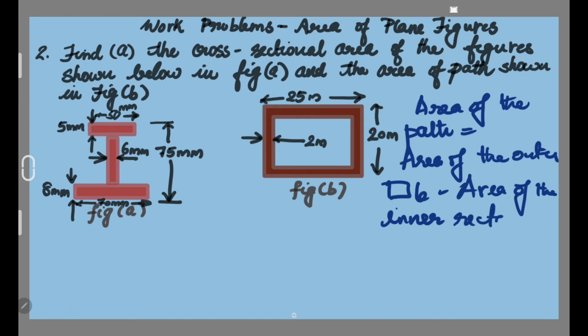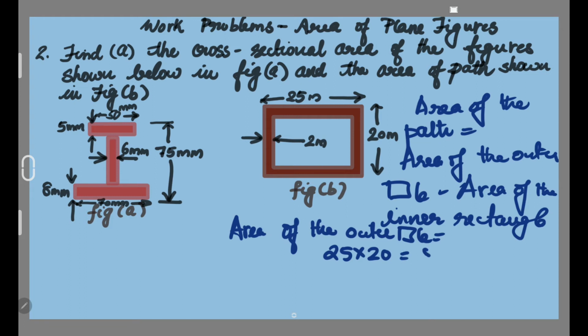So how can we find the area of the outer rectangle? The length 25 meter and the width 20 meter is already given. So area of the outer rectangle is what? 25 into 20, that is 500 meter square. It is said in terms of meter, so meter into meter, 500 meter square. Now let's find the area of the inner rectangle.